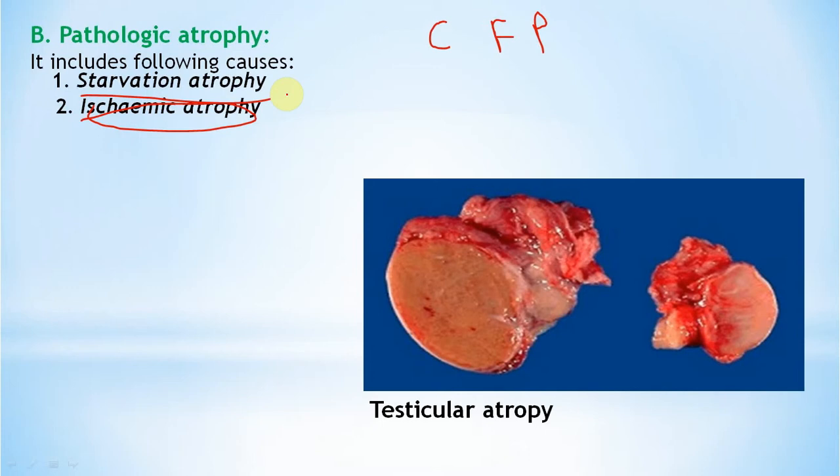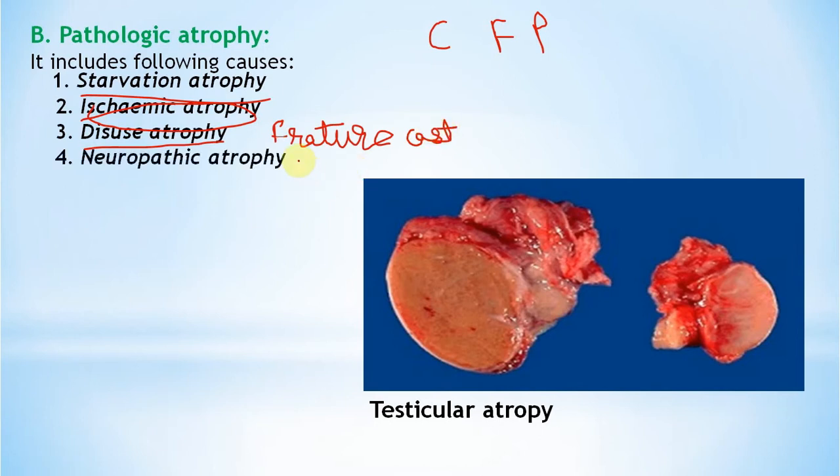Disuse atrophy: prolonged decrease in functional activity of a particular organ results in disuse atrophy. For example, wasting of muscle of a limb immobilized in a cast. Neuropathic atrophy: in this, interruption of nerve supply results in atrophy. Example is motor neuron disease, nerve section.